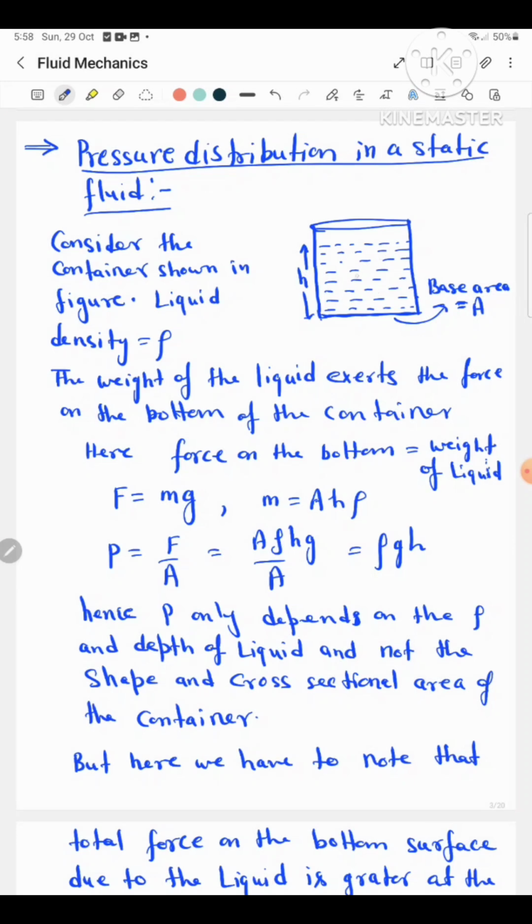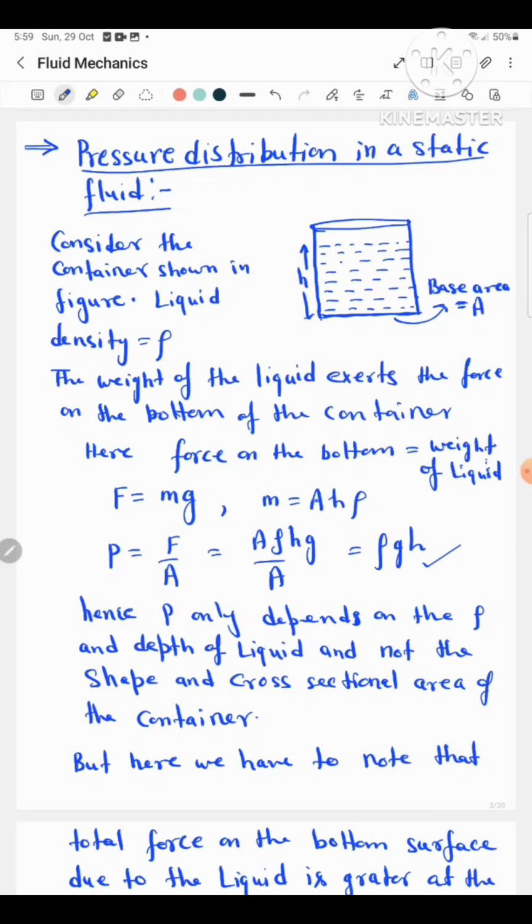Mass into g, m g, is the gravitational force. What will be the mass? Volume into density. Volume is the cross-sectional area into height. So mass will be cross-section area into height into density. So force on the bottom of the container will be m g, means A rho h g. Now what will be the pressure? P is equal to force upon cross-sectional area. A and A will be cancelled out and that will come to rho g h.